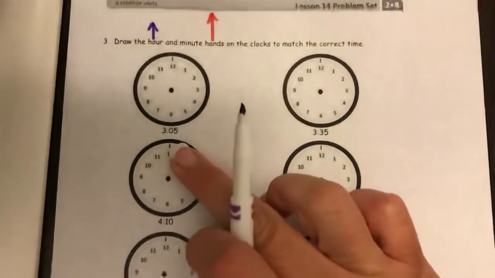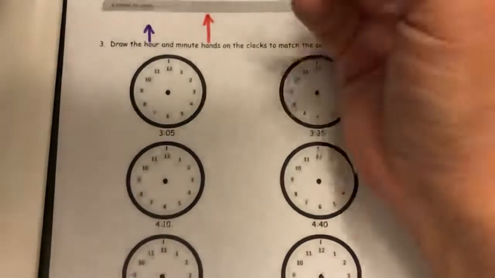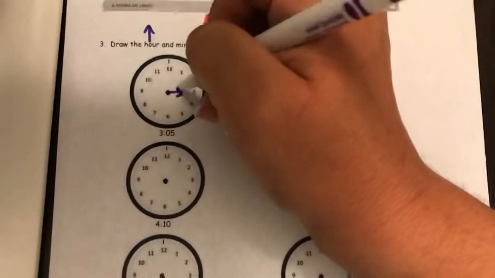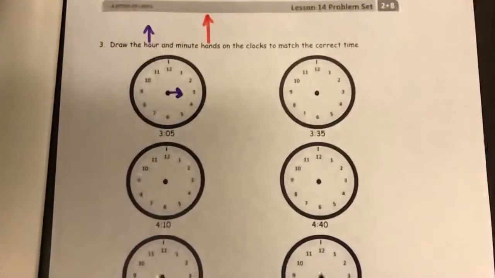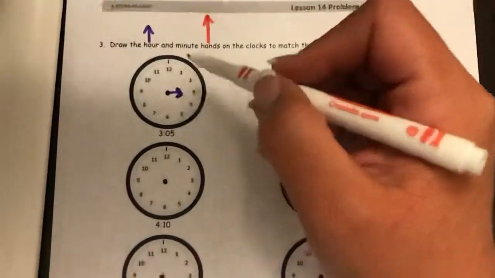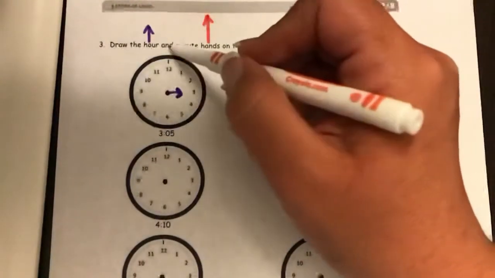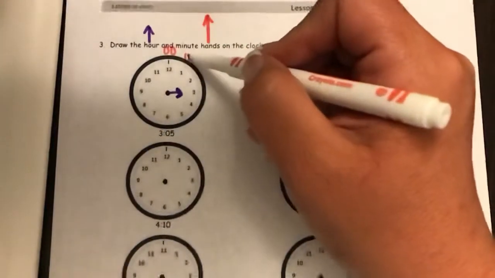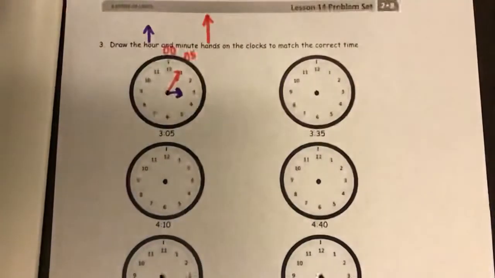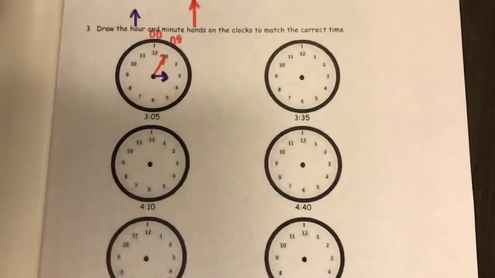So this one says 3:05. So we're going to put an hour hand right here on the 3, pointing to the 3. And the 5 is not going to go pointing to the 5. Remember, it's 3:05. So this is 0 and then 5 minutes. So your minute hand would go here. Okay, we'll do one more.